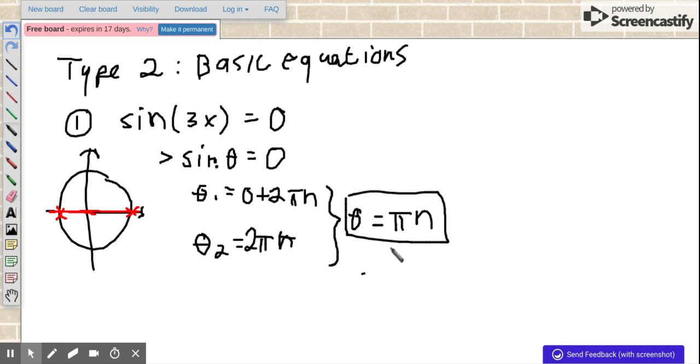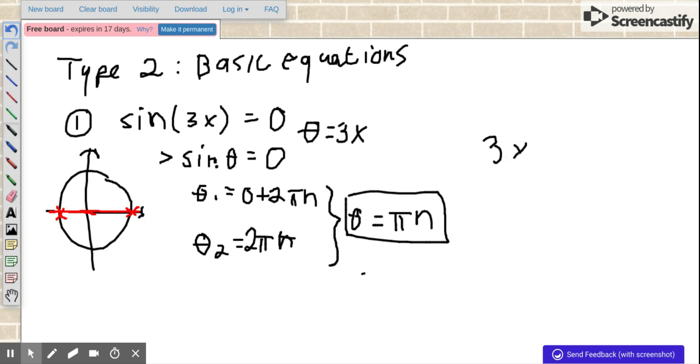So I'm going to use this for the following just because it's slightly more simple. This question, however, is not asking you to solve for theta. It's asking you to solve for x. So in this case, when I first simplified this problem to sine of theta is equal to 0, what I really did was say, well, let theta equal 3x. So now what I would do is substitute back in there.